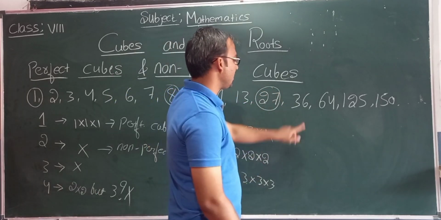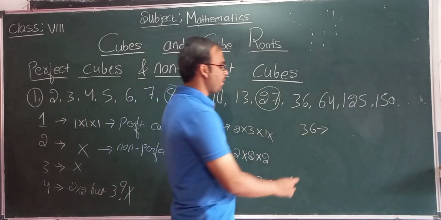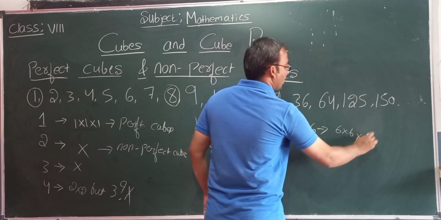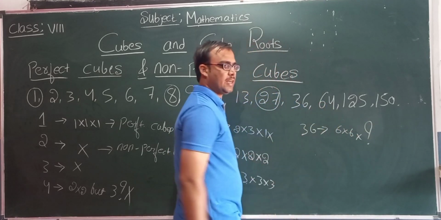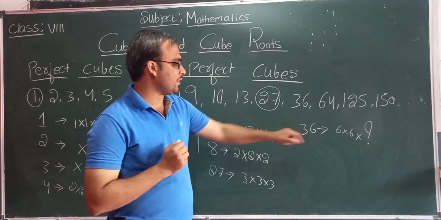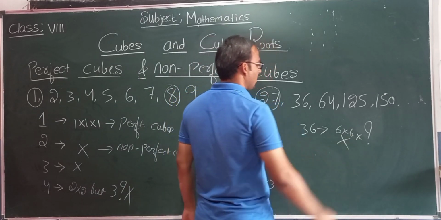Now take 36. Is there any such number? When we multiply 6 two times, we get 36, but we need to multiply 3 times. So is there any number that when multiplied 3 times gives 36? No, there is no such number.